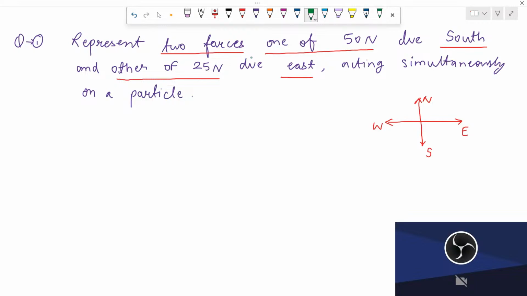Here, they have said one force is 50 Newton due south. If we consider this the center point, then toward the south the force has gone 50 Newton. The other force is 25 Newton due east. From here, one force is acting due east, 25 Newton. It is in the east direction and this is in the south direction. These are the things you need to understand.